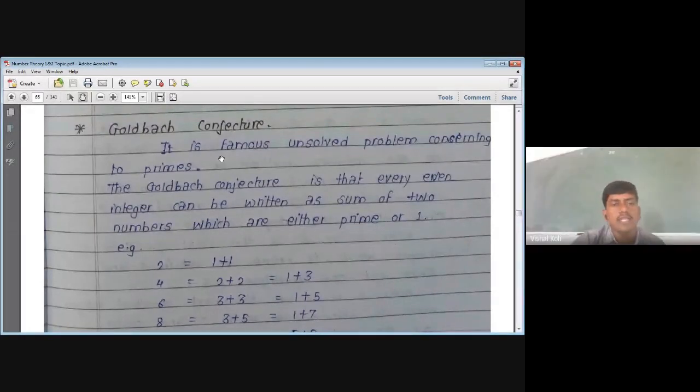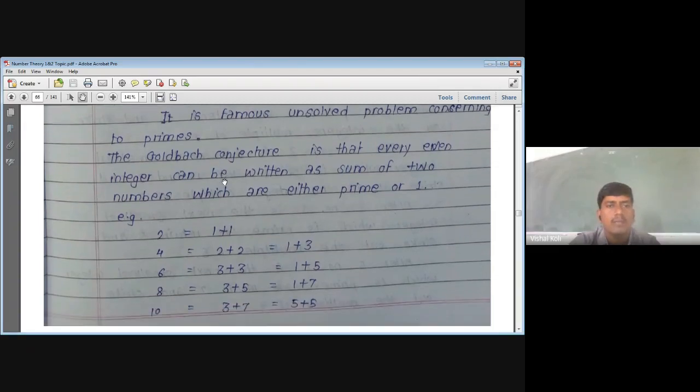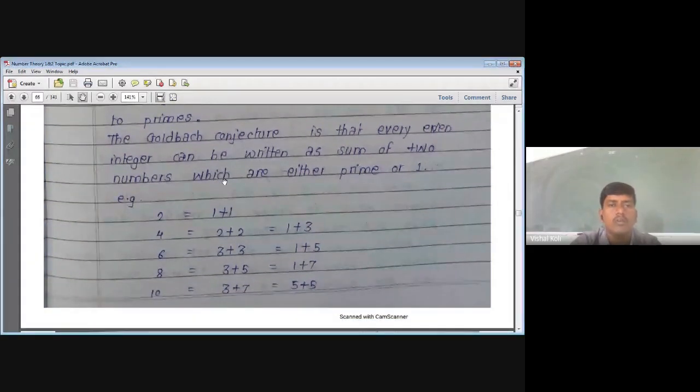Okay. The next one is Goldbach conjecture. This one is the famous unsolved problem concerning primes. It is again depending on prime numbers, and it states that every even integer can be written as a sum of two numbers which are either prime or 1. That is, if you take any even integer, then it can be expressed as a sum of two prime numbers, or one of them is the integer 1.